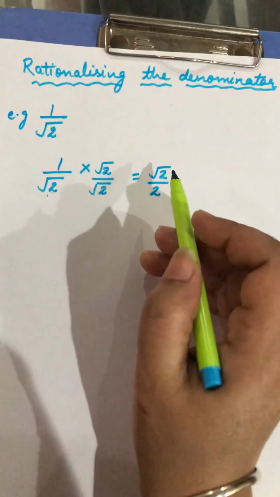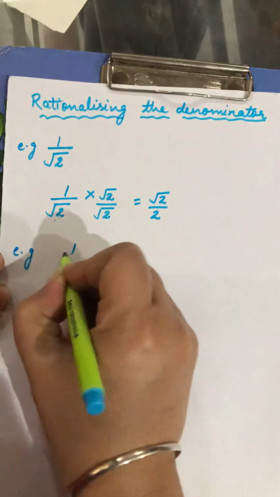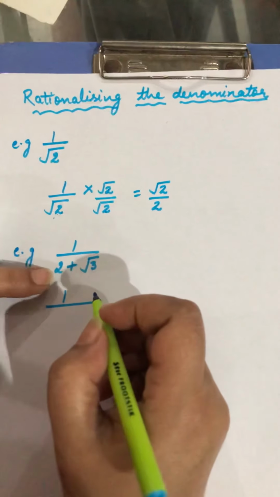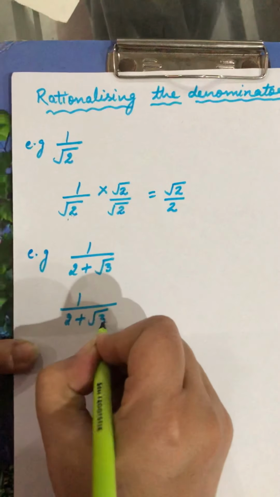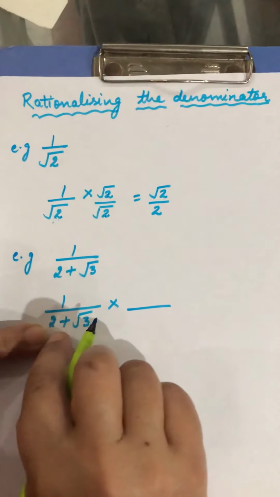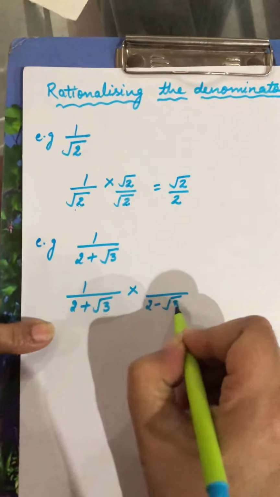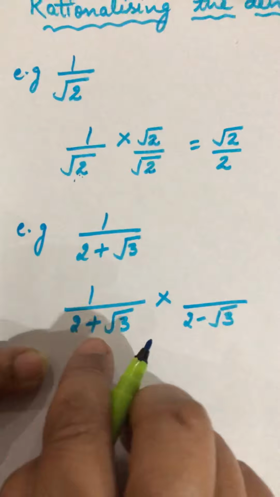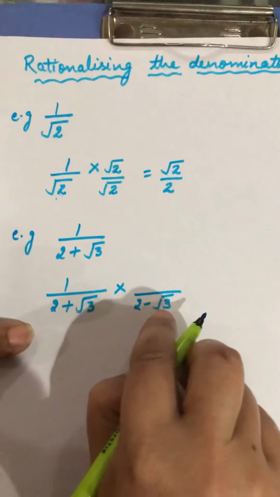Now let us take one more example. How to rationalize the denominator of 1 by 2 plus root 3. Now you can see the denominator has two terms, 2 plus root 3. Now the rationalizing factor will be this. To make the denominator a rational number, we have to multiply it with 2 minus root 3. Here between the two terms the sign is plus. If the sign is plus, the rationalizing factor will have a minus, 2 minus root 3.